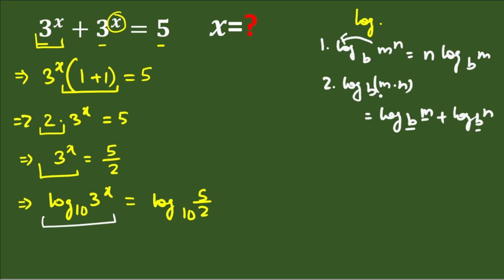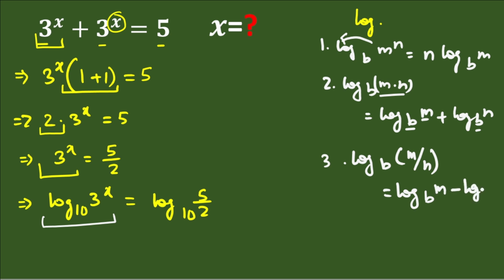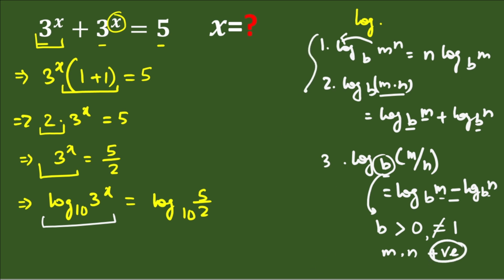Now the formula of division: log base b of m divided by n, we write as log base b of m minus log base b of n. So here we subtract the values. Now, what are the things to be kept in mind before using this type of formula? The value of b should be greater than 0 and it should not be equal to 1. And m and n should be positive real numbers. Then only we'll use these formulas.